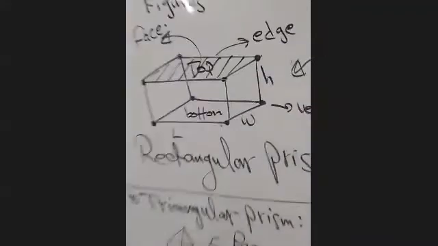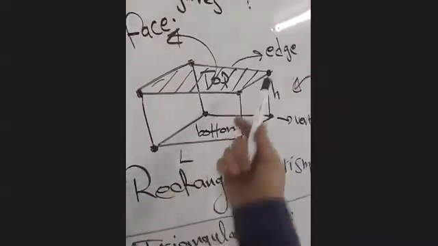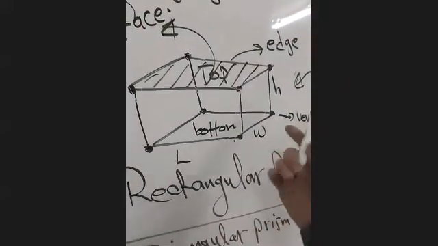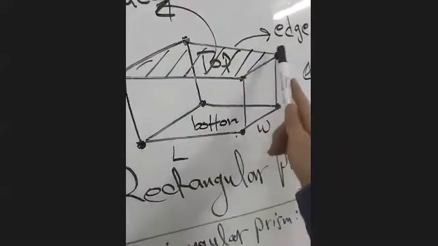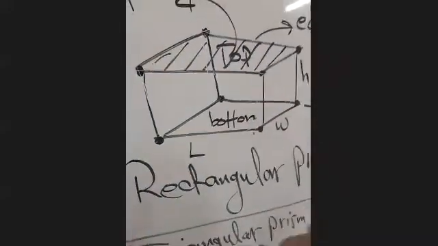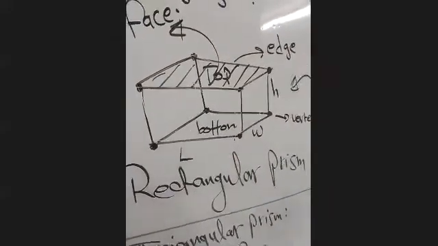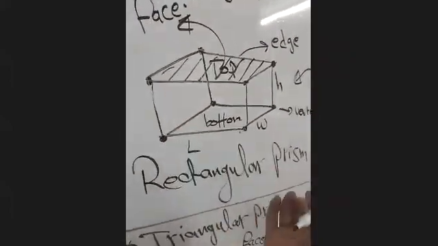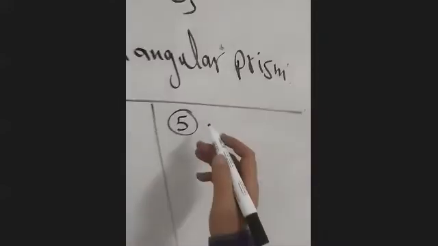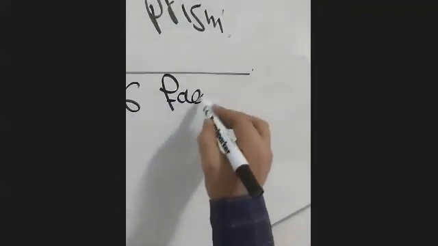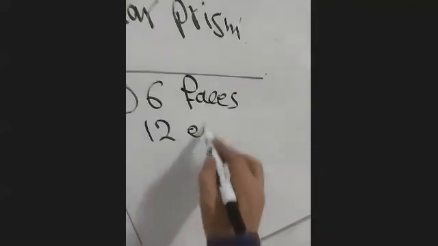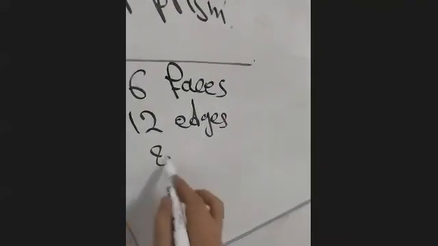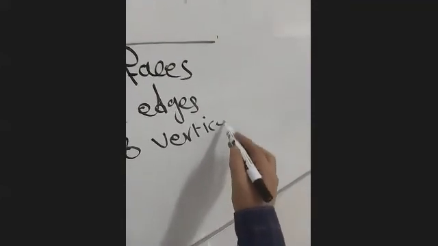Look at the board. This one. How many faces does it have? 6, and 4 around. How many edges? Count the lines. 1, 2, 3, 4, 5, 6, 7, 8. Down 9, 10, 11, 12. How many vertices do we have? Count the points. 1, 2, 3, 4, 5, 6, 7, 8. Got it? So in question 5, we have 6 faces, 12 edges, 8 vertices. What do we call it?